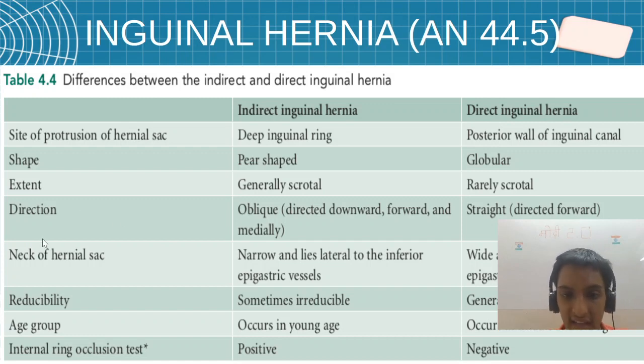The neck of the hernial sac will be narrow and lateral to the epigastric vessels in indirect, opposite in the direct. And reducibility, which is reducible, direct, remember. And age group, in young age, indirect hernia happens, direct occurs in the middle and old age. These are the differences.